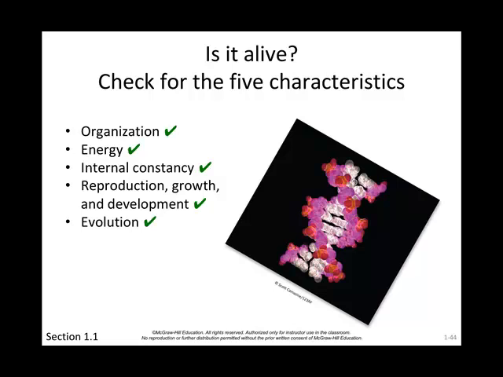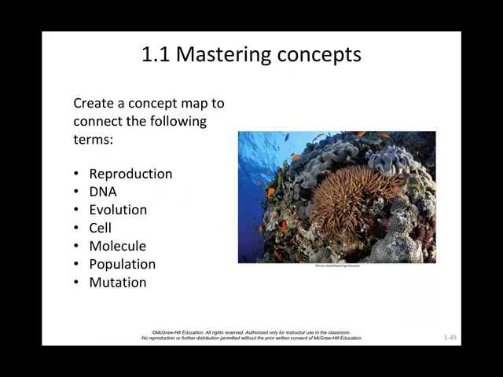So then we have covered the 5 characteristics that biologists use to determine life: organization, energy, internal constancy, reproduction, growth and development, and evolution. At this point, you should be making connections between the terms that have been introduced here. For practice, see if you can make a concept map that connects all these terms together and form relationships between them.